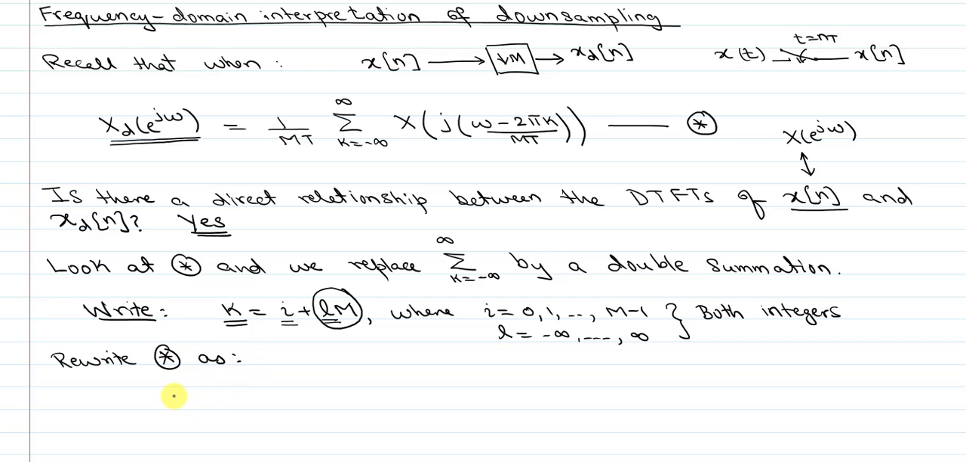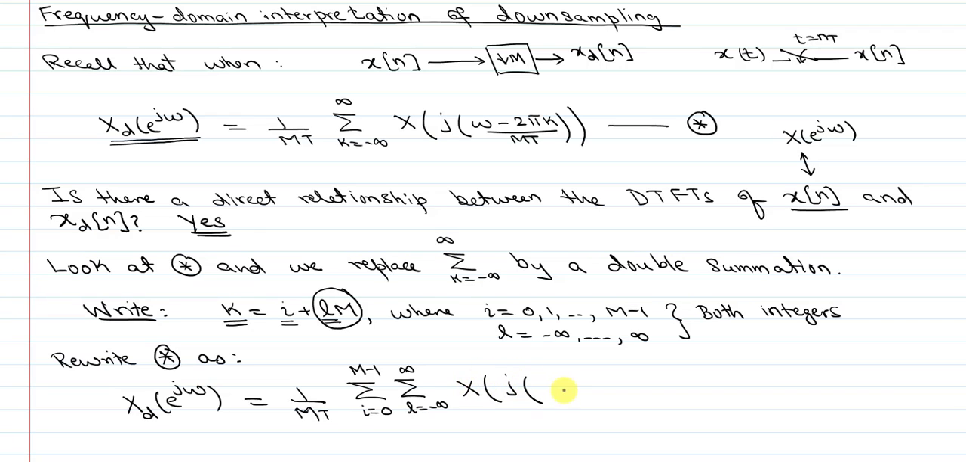We have X_d(e^{jω}). Everything else is the same. The only thing is we are changing the summation. One summation goes over i from 0 to M minus 1. The other goes over l from minus infinity to infinity. The rest I'll keep the same, and then instead of k, I replace that with i plus lM. And then I have MT in the denominator.